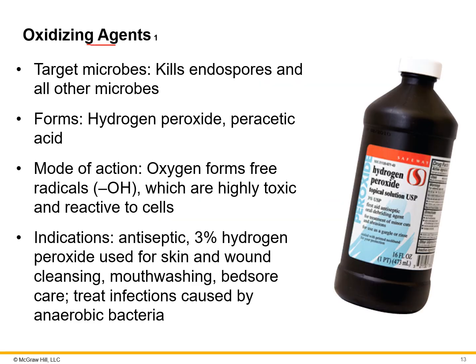Then our oxidizing agents. So again, we're back to those endospores. This can be used as a sterilant. This is where hydrogen peroxide would fall. And how it works is the oxygen forms what are called free radicals, and those are very toxic to cells. So it can be used as an antiseptic on skin. Typically it's used on skin and wound cleaning. It's used a lot in mouthwash and bed sores, especially to treat anaerobic bacteria that don't like oxygen.